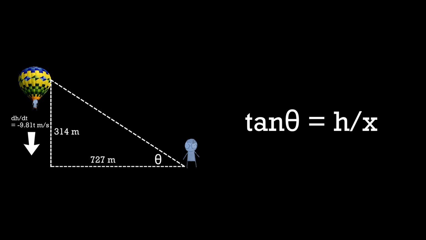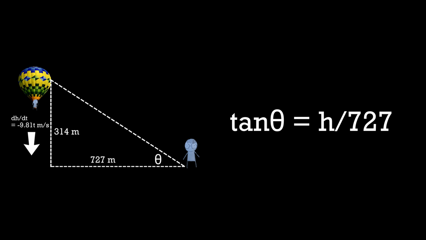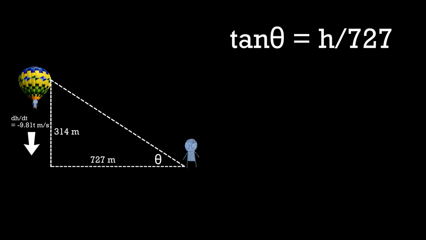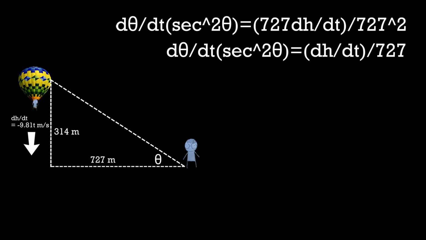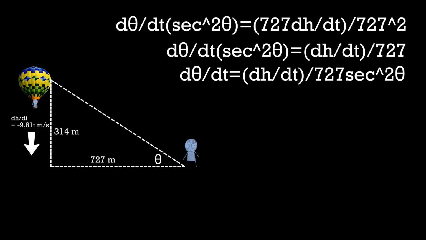Now, we do have a constant here, and that's going to be the horizontal distance of the balloon, because it's not changing. Now, in order to incorporate a dθ/dt term in there, we're going to have to differentiate both sides of this equation. Now, after we do that, we get dθ/dt times secant squared theta equals 727 dh/dt all over 727 squared. Now, as you can see, we have a 727 on top and bottom, so we could just cancel those out and we have dh/dt over 727. Now to solve for dθ/dt, we can divide secant squared theta on both sides, and that leaves us with dθ/dt equals dh/dt over 727 secant squared theta.